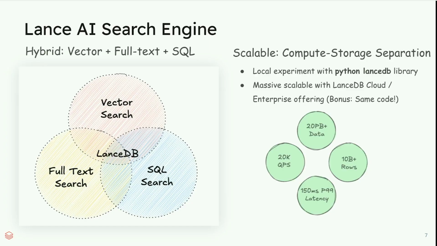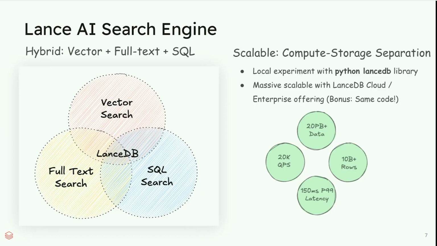And we also have the massively scalable LanceDB Cloud and Enterprise offering, which can do a much bigger scale. For example, our biggest deployment currently is more than 10 billion rows, more than 20 petabytes of data. And we serve more than 20,000 QPS, queries per second. And we're also serving at a really fast speed, under 150 milliseconds for P99.